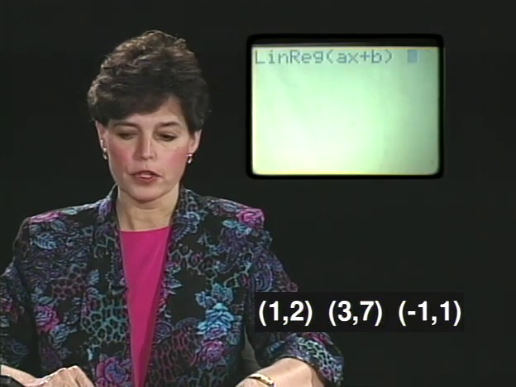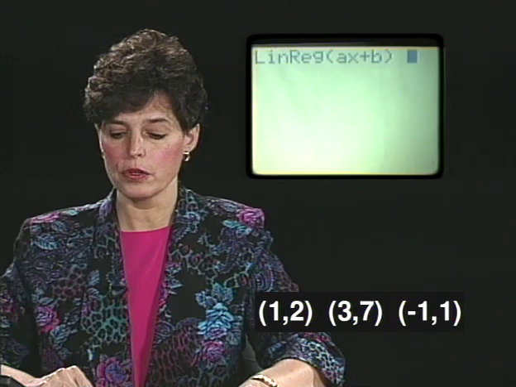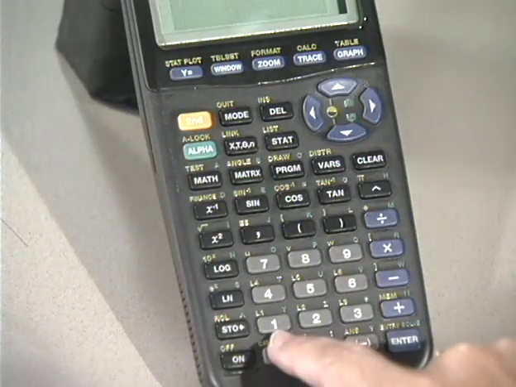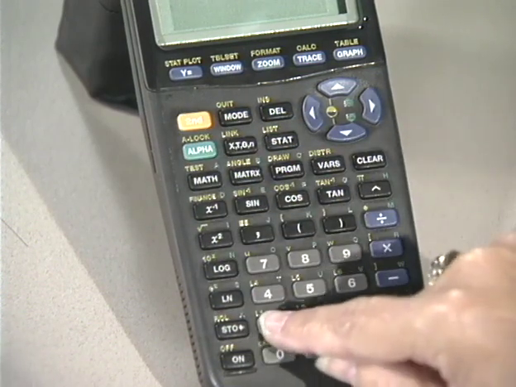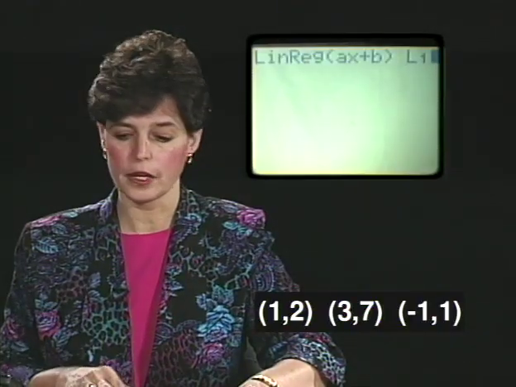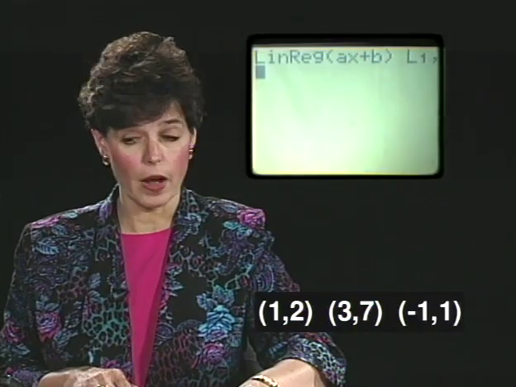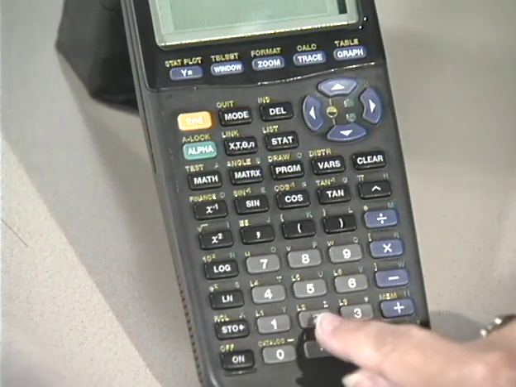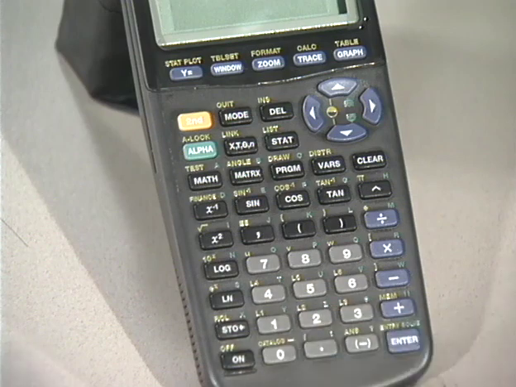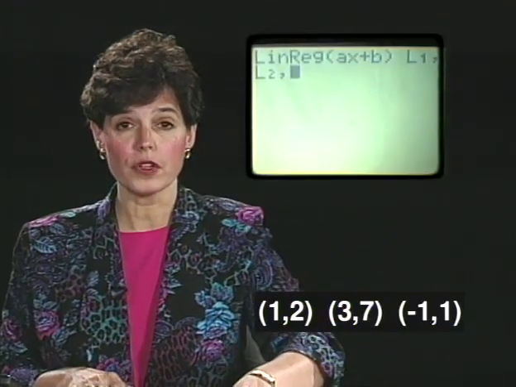After that, I'm going to state where my ordered pairs are located. In order to do that, I want you to notice that up above the number 1, you see L1 written in yellow. So do second, and then press that 1 key, and L1 occurs on the screen. Then I want to put a comma. Then I want to put L2, because that's where the y values exist. So do second. The L2, there it is. I put a comma again, and I'm going to put one more thing in here.